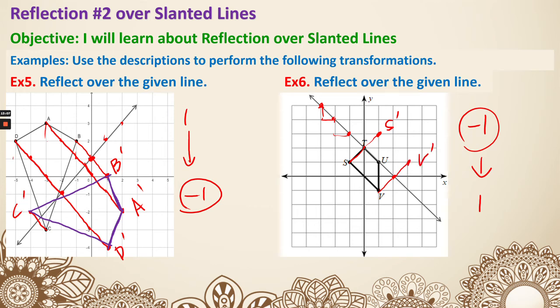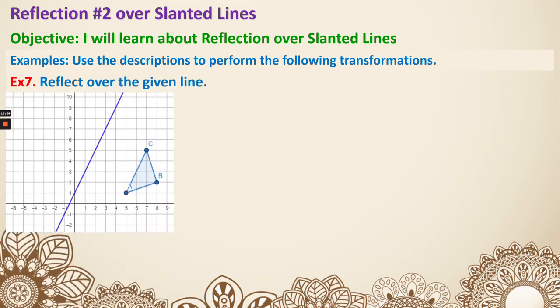As for T and U, they are already on the line, so they are their own reflection. But you still need to label them as the new points because we have a new shape. So that is also T prime, and that is also U prime. Now it's time to connect everything. S prime to T prime, T prime to U prime to V prime, and V prime back to S prime. There's our example 6. Next, example 7.